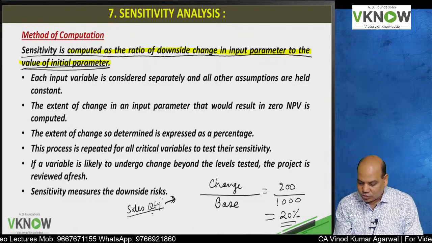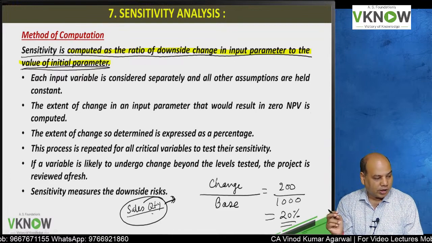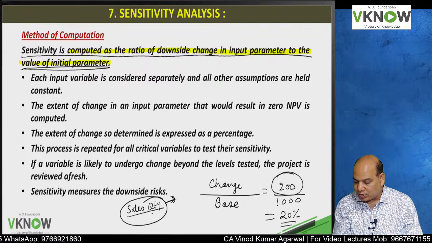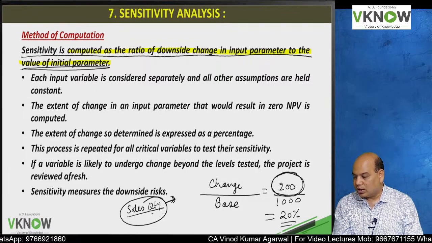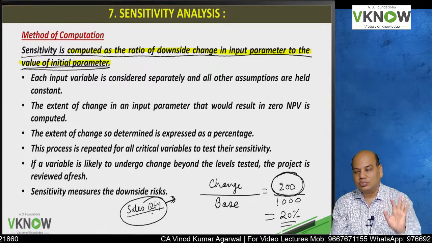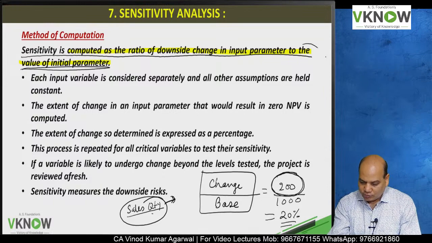If sales quantity changes by 20%, NPV will become 0. That is, I can allow my sales quantity to fall by a maximum of 200. But if it is expected to go down beyond 200, then NPV will become negative. That is what you have to compute. That is the very simple meaning of this first line.